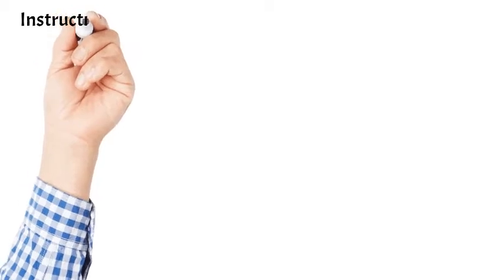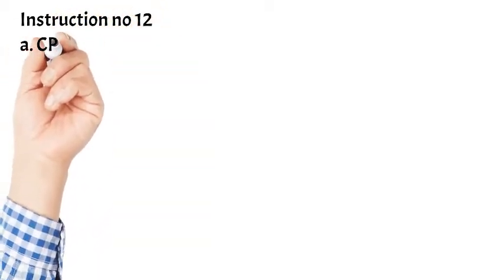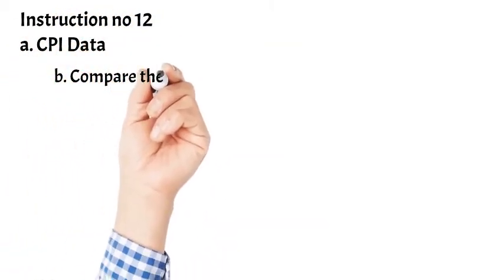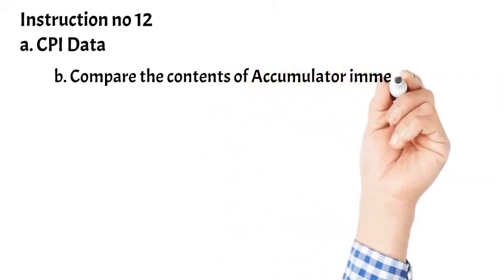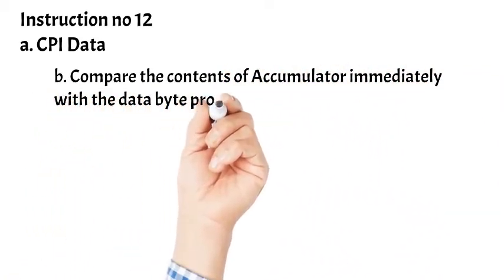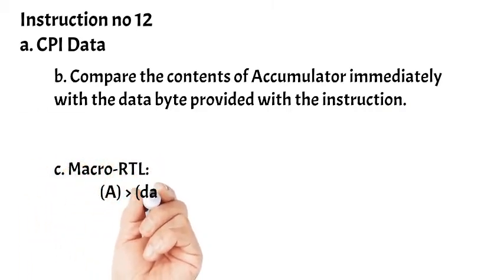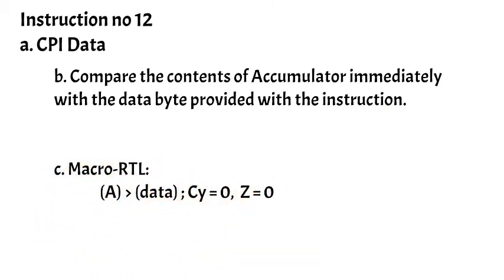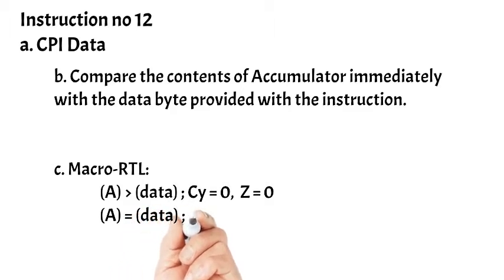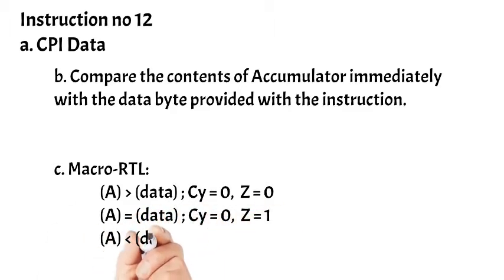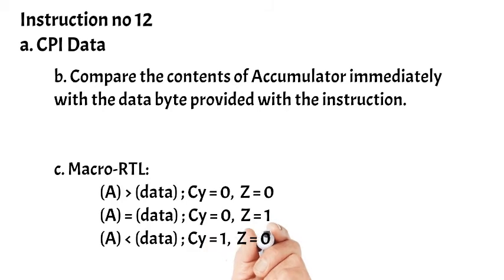So moving on to instruction number 12, we have CPI data. It is used to compare the contents of the accumulator immediately with the data byte provided with the instruction itself, and again the flags will be used for inferring the status of the result, whether A is greater than data, equal to data, or less than the data.